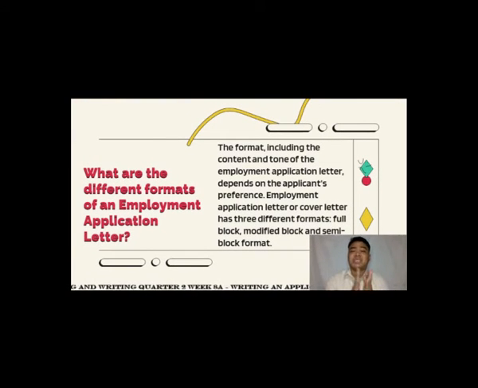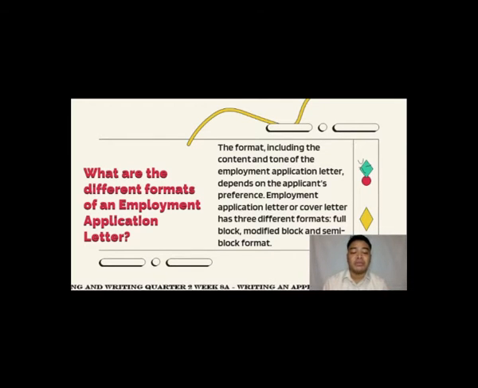Now that we have discussed the different parts of an employment application letter, we shall now discuss the different formats of an employment application letter. So what are the different formats? The format, including the content and the tone of the employment application letter, depends on the applicant's preference.